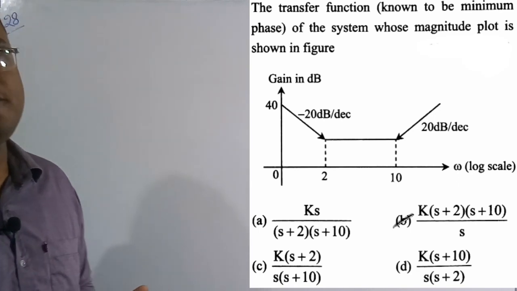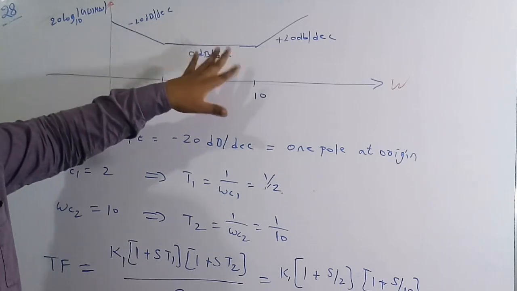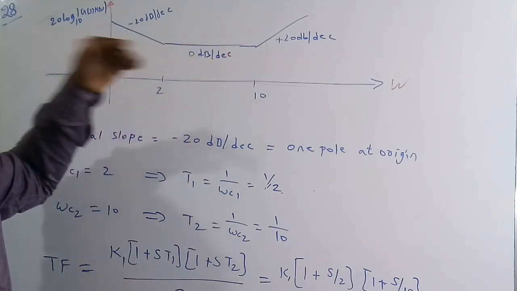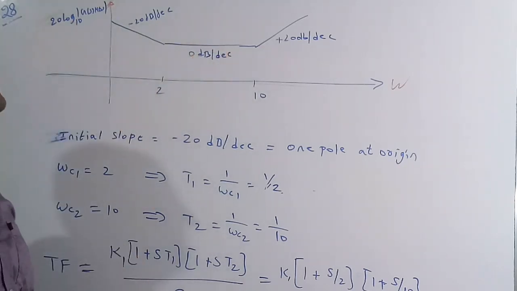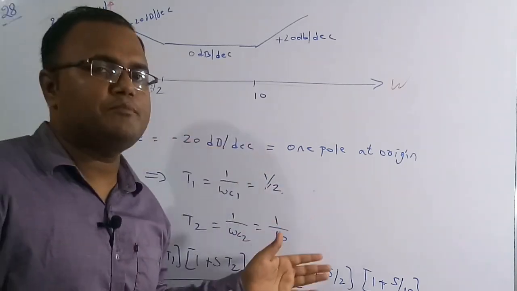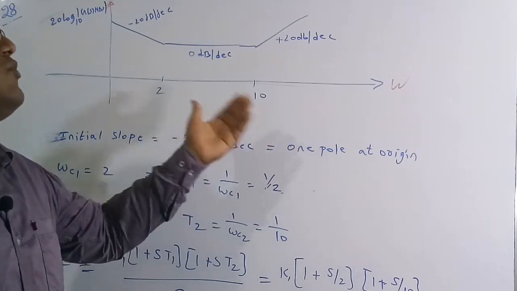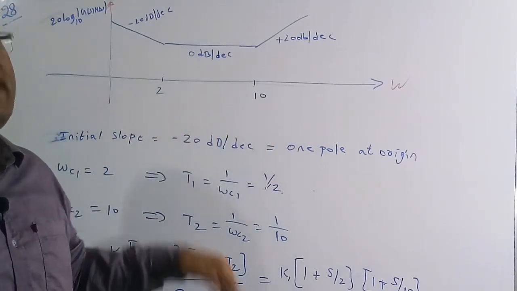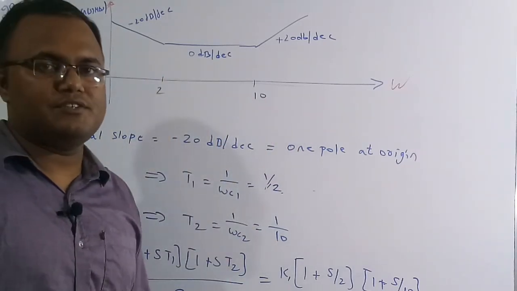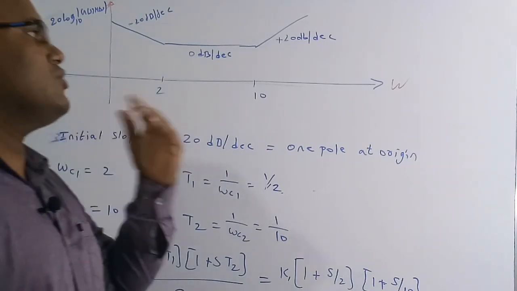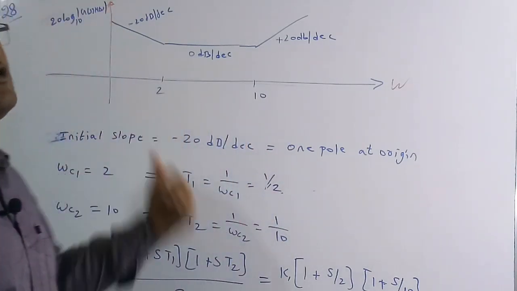So let's solve this numerical. This is a Bode plot diagram. For this Bode plot diagram, we have to find the transfer function. In the question they also gave that this is a minimum phase system. Minimum phase transfer function means all the poles and all the zeros are going to lie on the left of the S plane. That is the meaning of the minimum phase transfer function. All the poles and the zeros lie purely on the LHS of the S plane.